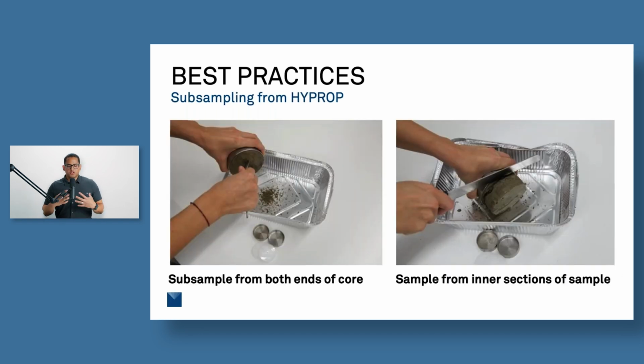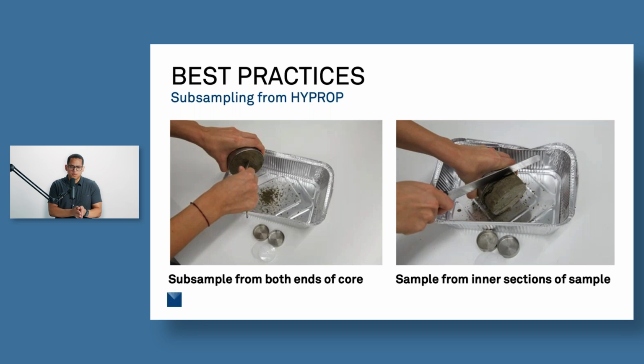What's really cool is that at the end of the measurement, when you're done with the HYPROP measurement, you actually have a perfect gradient of water potential in that core. At the very bottom of the core, you have the wetter part of the soil, and at the very top, that's the drier end. And so what you can do is take subsamples from within that core to get the points that we need along that drying curve, and to get the drier points that we need to make the measurements in the WP4C.